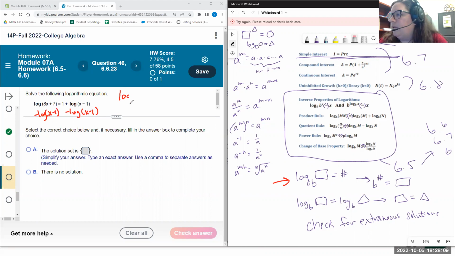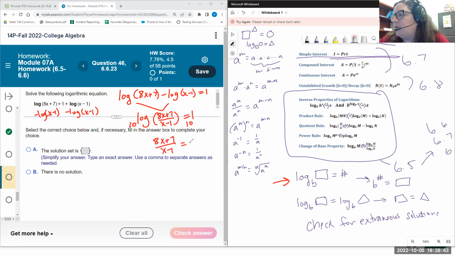So I now have log of (8x plus 7) minus log of (x minus 1) equal to 1. These logs then combine, so it's going to be log of, and because it's subtraction, (8x plus 7) over (x minus 1) equal to 1. So applying the quotient rule, starting with the right side, turning it into the left side. And then this is a base 10 log, and the base is not written, it's base 10. So I apply that base to both sides and get (8x plus 7) over (x minus 1) equals 10 to the 1 power, but that's just 10.